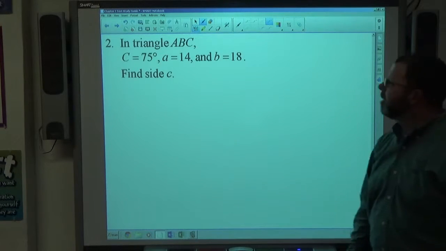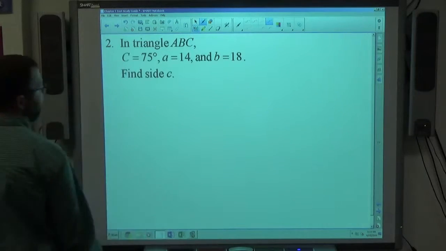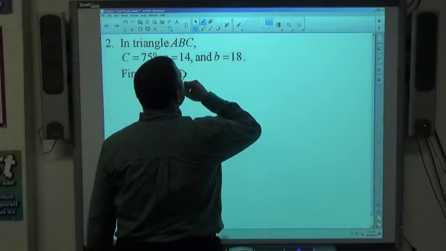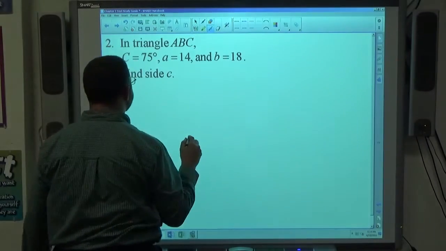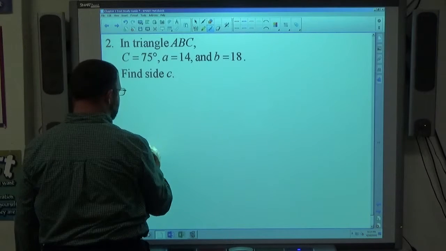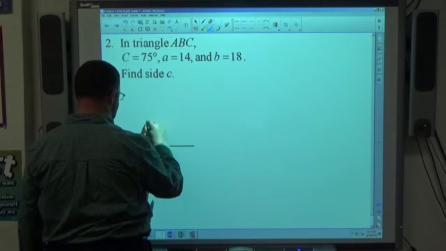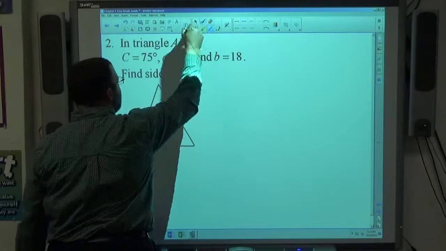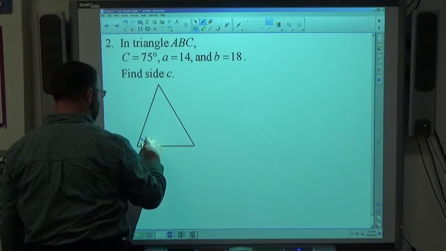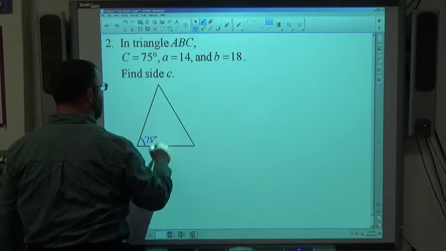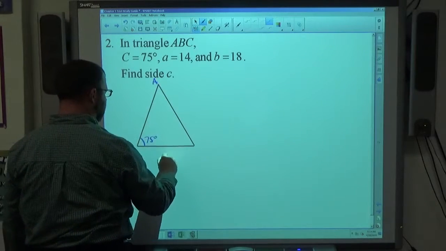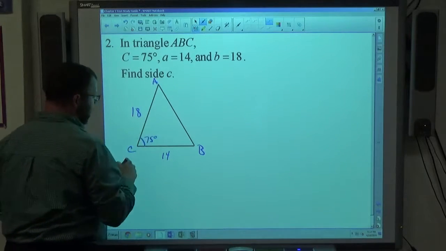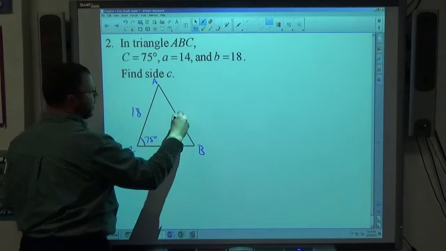Number two, in triangle ABC, angle C is 75, A is 14, B is 18, find side C. So looking at this triangle, if I can do it justice, about like that. This could be angle C, it's a 75-degree angle. We'll call this side A down here, that's angle A up there, that's 14. Makes this angle B, so side B is over here. Looking at the given information, I want to find side C.